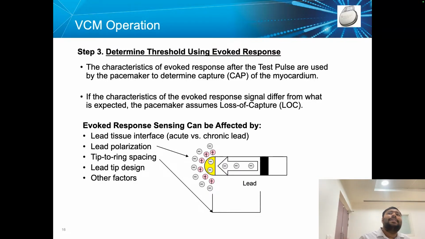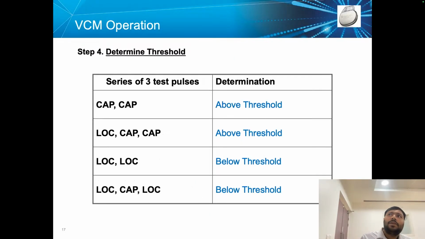As I discussed already, these are the things that can affect the evoked response: lead tissue interface, lead polarization, tip to ring spacing, lead tip design, and other factors. I'll advance to the next slide. This I also already discussed. Out of these three, any two should come as capture, and only then will it be determined as above threshold. If any two come as loss of capture, then it will be put as below threshold.